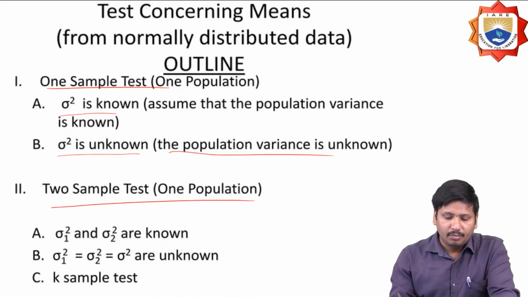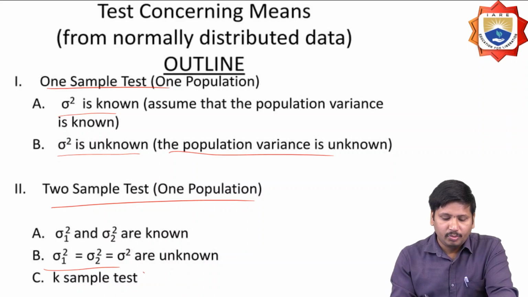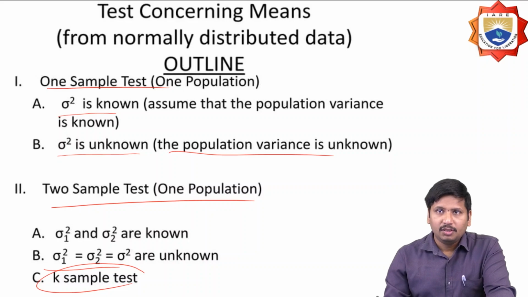Whereas in the two sample test cases, the sigma 1 square and sigma 2 square are going to be known, and here it should also be equal to the sigma square, which is going to be unknown. Then I can perform the k sample test. So these are some of the sample tests that should be considered for the normal distribution of the data.